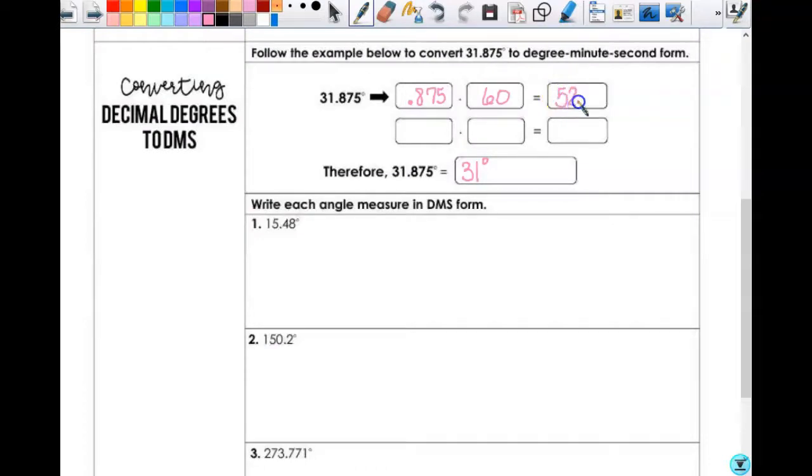This is 52.5. Okay, so then I have to use this whole number, so this is going to be 52 minutes. And then I have to figure out my seconds, so I take that decimal part, 0.5. It's already been multiplied by 60 once, so I multiply it by 60 again to get seconds, and I get 30. So this would be 30 seconds. So 31.875 degrees is 31 degrees, 52 minutes, and 30 seconds. Okay, and our seconds aren't always going to come out to whole numbers, so we'll look at what we're going to do with that. All right, so let's look at number 1.